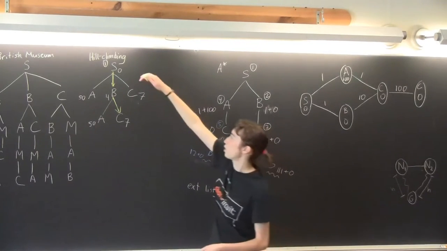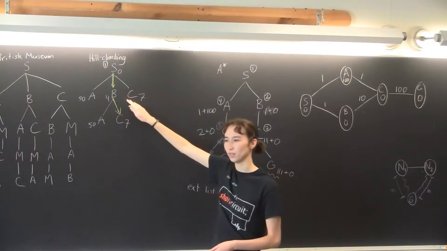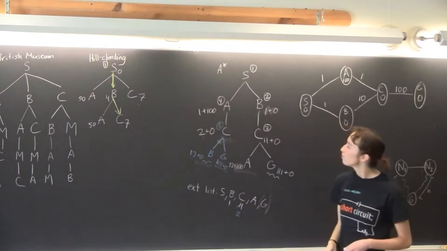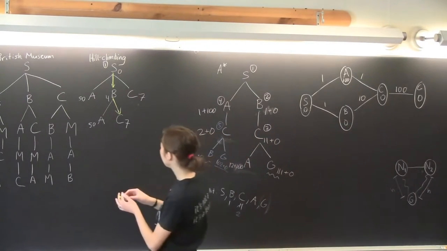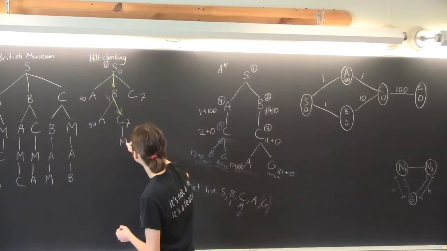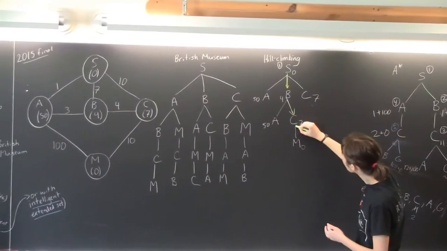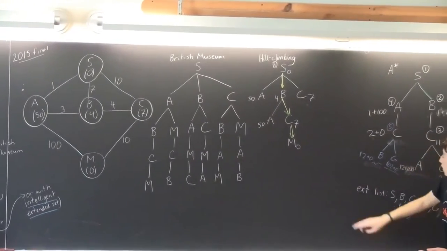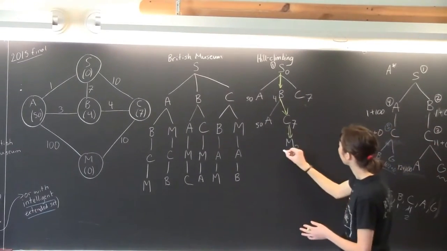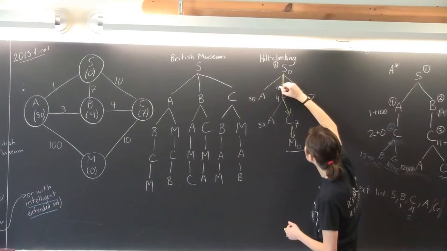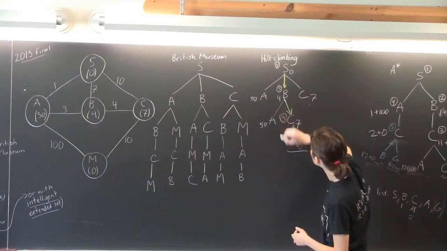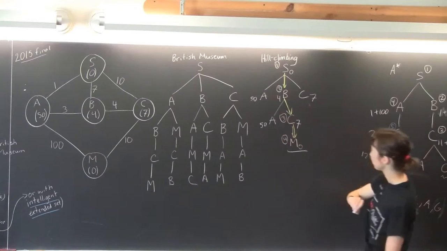Because this little person who's walking along doesn't actually remember what happened when they looked around a few steps ago. So then we extend this C, and it goes to M, the heuristic of 0. And then we extend this, and we found a path. So we have 1, 2, 3, 4. Those are the nodes we extended.